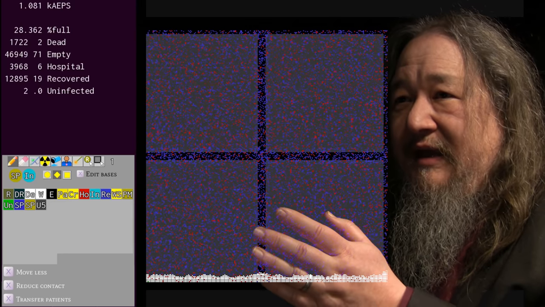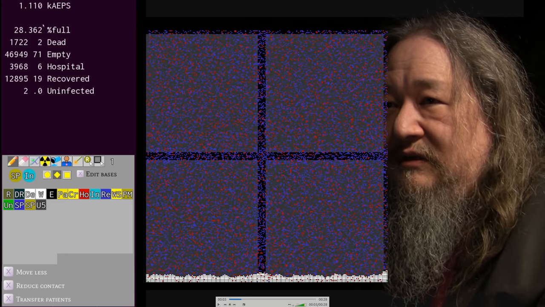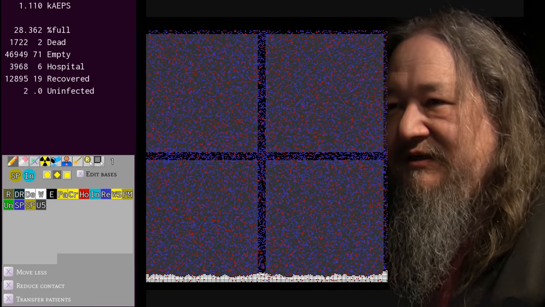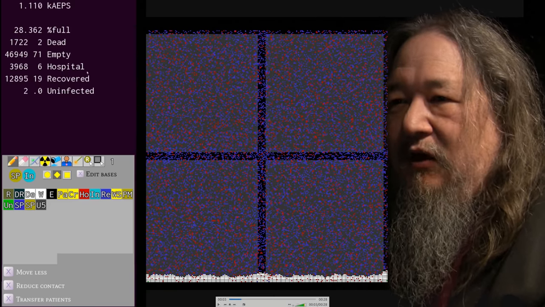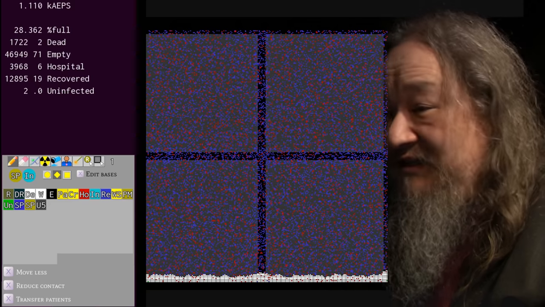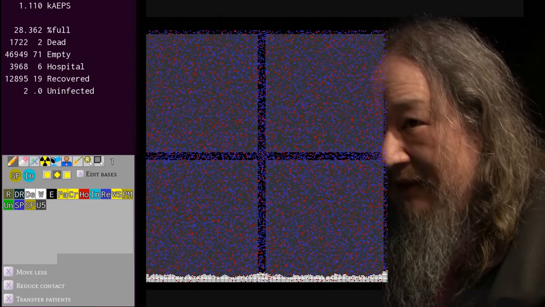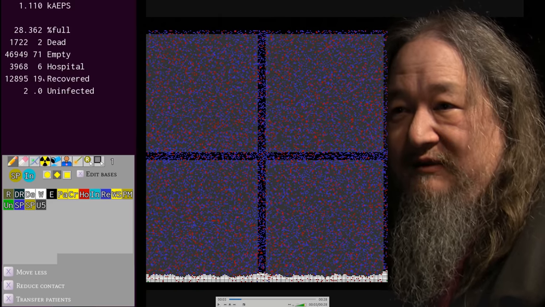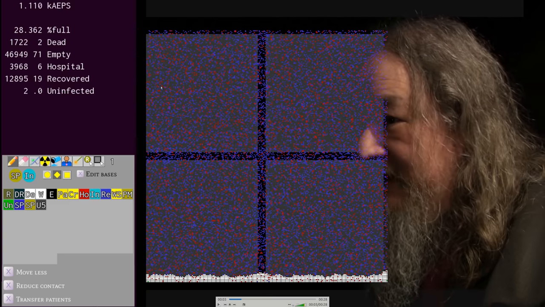So by about 1,000 steps, about 1 ksteps, those are steps in simulation time, once again, all the infections are gone. We have 2% of the sites in the entire world are dead bodies, but there's no more infected ones. There's 19% recovered and still 2 uninfected ones that managed to avoid this whole debacle.